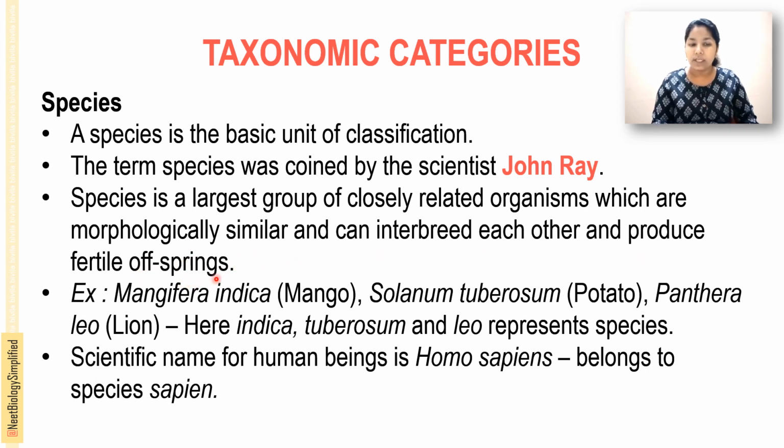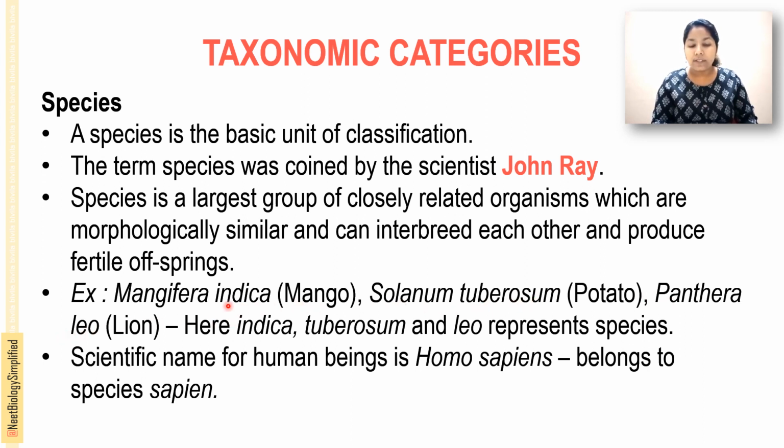If you take examples, the scientific name of mango is Mangifera indica, the scientific name of potato is Solanum tuberosum, and Panthera leo is the scientific name of the lion. Here indica, tuberosum and leo represent the species. Okay, you understood, right? Mangifera indica, Solanum tuberosum, Panthera leo.